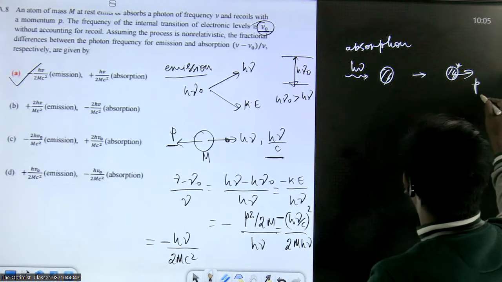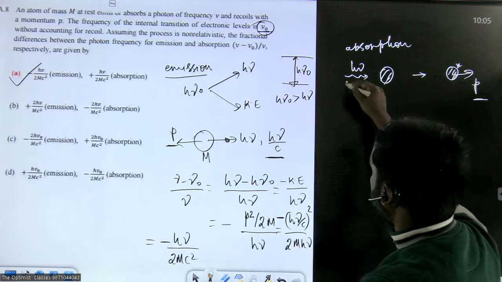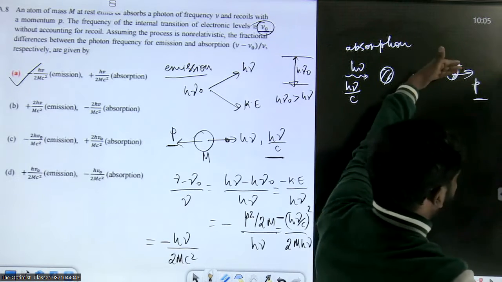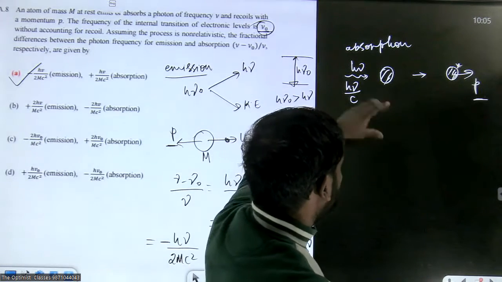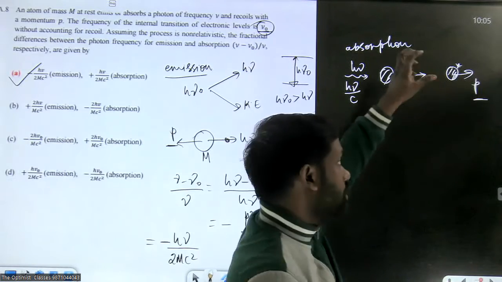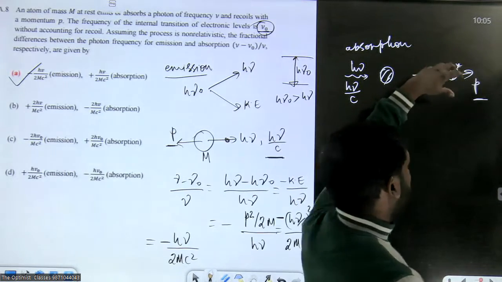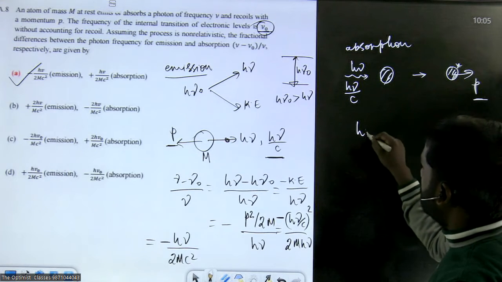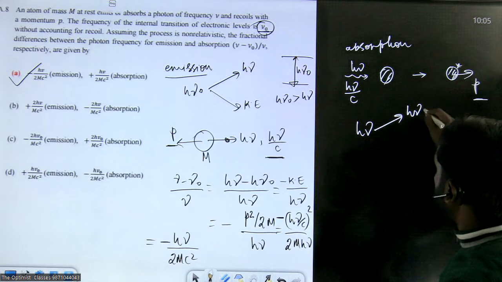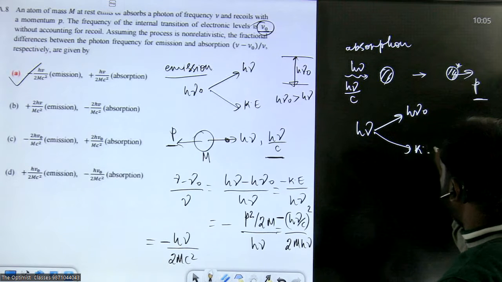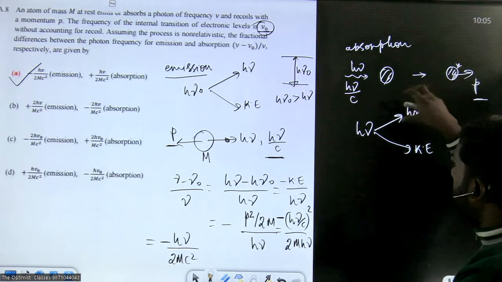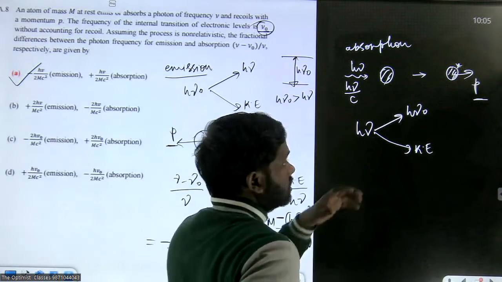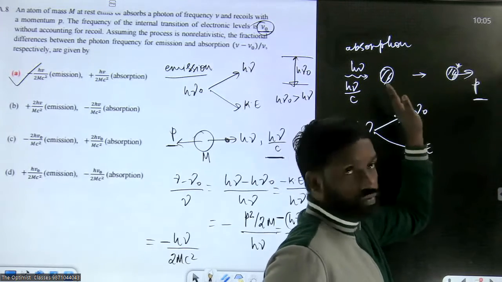So again, to conserve momentum, the momentum of this atom must be equal to the momentum of the incident photon, which is equal to h nu by c. Okay, so that is the situation, and there is an internal transition in the atom, because it has absorbed the photon. It can absorb the photon only if there is an internal transition. So for internal transition it has absorbed energy h nu. Basically h nu gets divided into two parts, h nu naught and kinetic energy of the atom. Okay, because it absorbs energy h nu naught from h nu to go to a higher excited state, and also it gains some kinetic energy, because of which the atom starts moving.